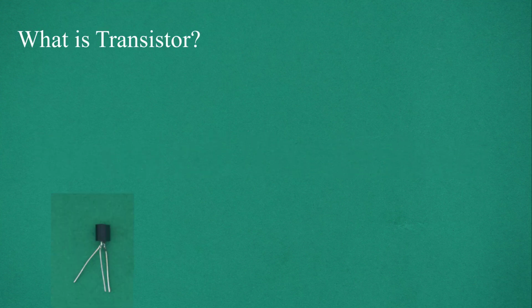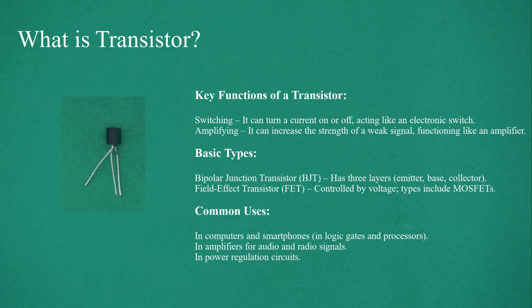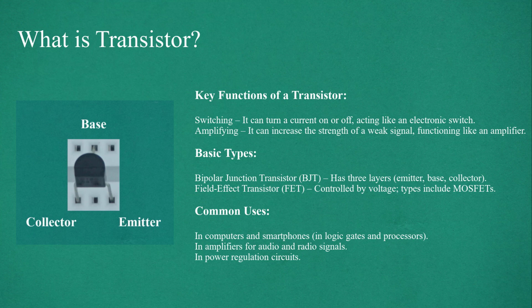What is a transistor? A transistor is a semiconductor device used to amplify or switch electronic signals and electrical power. It is one of the fundamental building blocks of modern electronic devices. Key functions of a transistor: 1. Switching. It can turn a current on or off, acting like an electronic switch. 2. Amplifying. It can increase the strength of a weak signal, functioning like an amplifier.